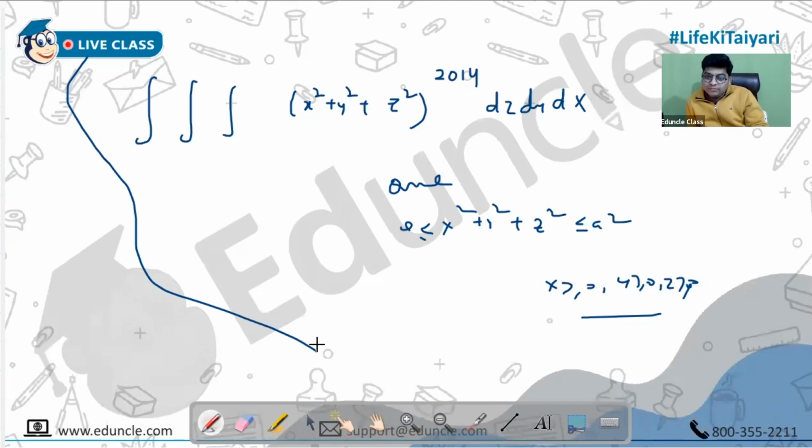Am I clear? Now take x square by a square as u, y square by a square as v, and z square as w, and apply Liouville's and find out the answer. Just find out. Thanu, you also just find out the answer and tell me, is it okay? Are you getting the answer now? Yes, sir, by Liouville's theorem, we are getting the answer.